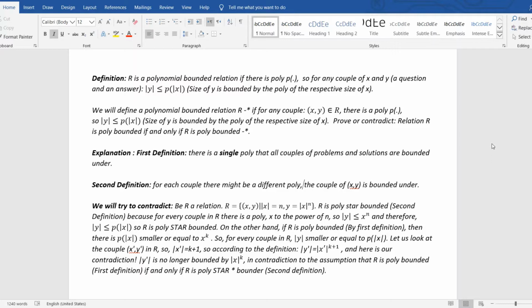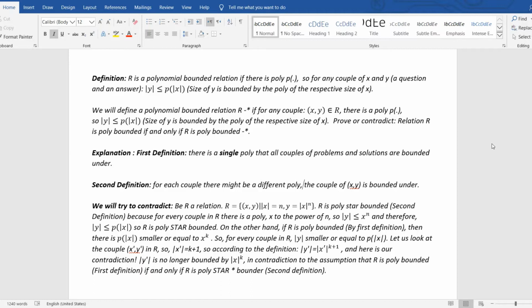We will define a polynomial bounded relation R star if for any couple x and y, again, question and answer, there is a polynomial p such that the size of y is bounded by the polynomial of the respective size of x. Prove or contradict: relation R is poly-bounded if and only if R is poly-bounded star. Explanation. First definition: there is a single polynomial that all couples of problems and solutions are bounded under. Second definition: for each couple, there might be a different polynomial the couple x, y is bounded under.